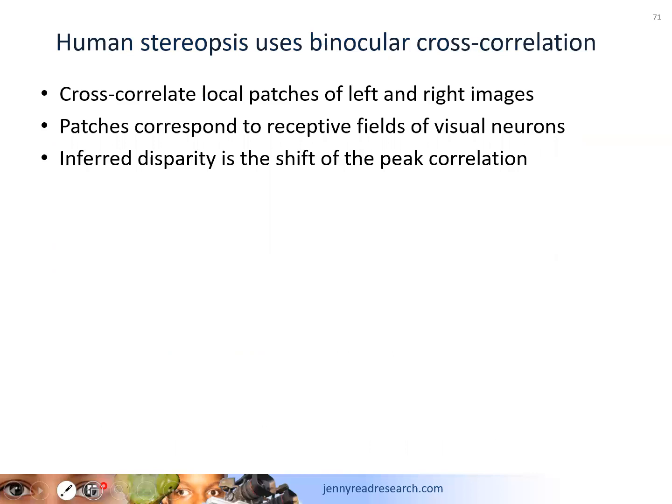So this seems to be how human stereopsis works. We cross-correlate little local patches of the left and right images. Those patches seem to correspond to the receptive fields of neurons in primary visual cortex, and the inferred disparity that presumably your brain then extracts is what shift you have to apply in order to get the peak cross-correlation.